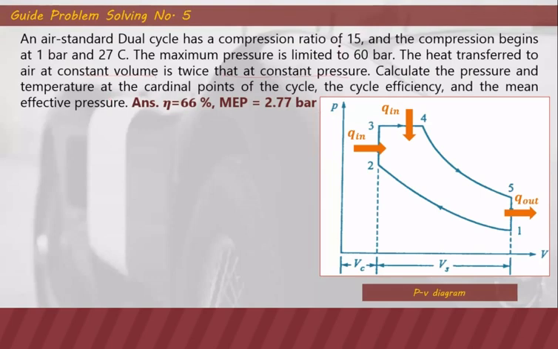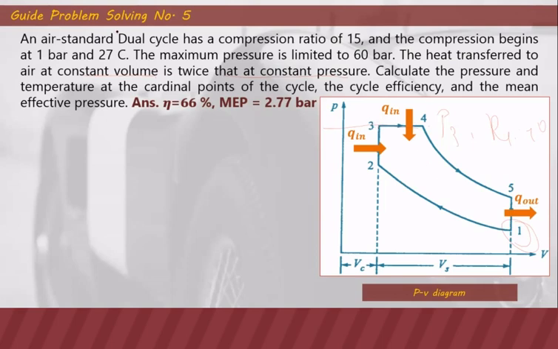Okay, so the compression ratio is our R, and this is the compressor inlet condition, 1 bar and 27 degrees Celsius. This is at point 1. The maximum pressure is 60 bar. So based on the diagram, the maximum pressures at 4 and 3 are equal. So 3 and 4 are equal to 60 bar, based on the given here. And then the heat transfer at constant volume. This is the heat at process 2 to 3, the heat addition at constant volume. It's twice the heat added at constant pressure, which is heat added at 4 to 3.